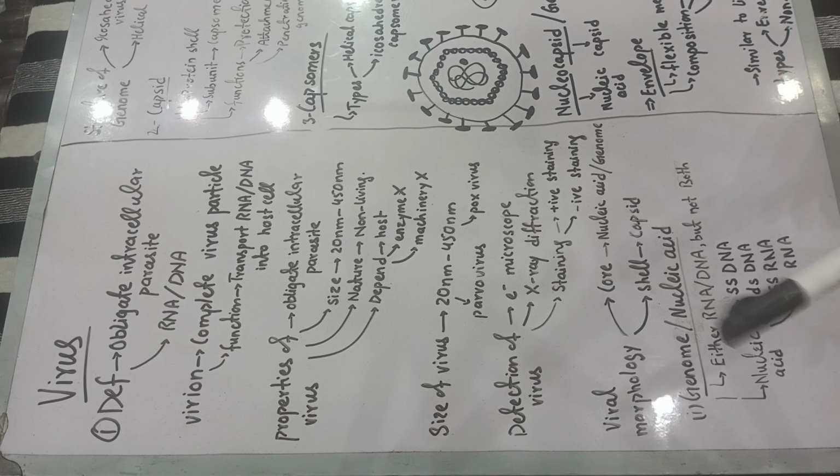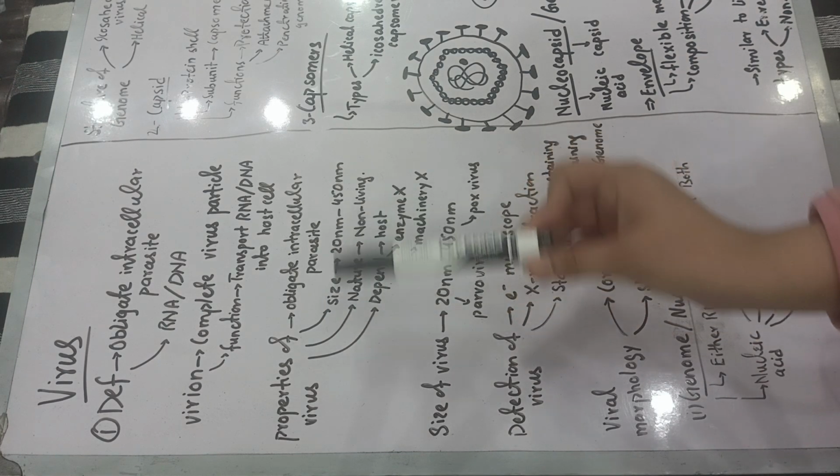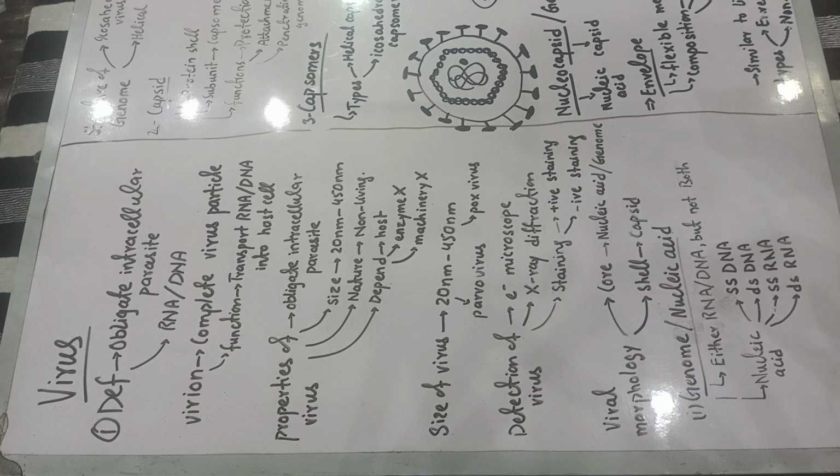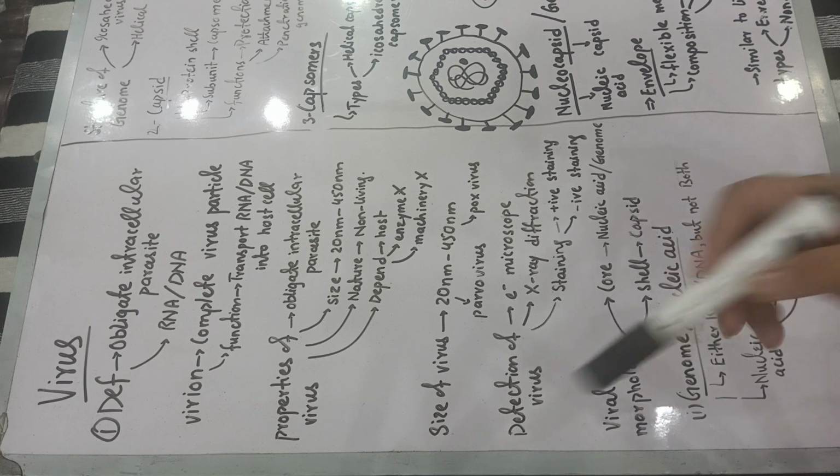So this is the definition, and it also contains a genome, which could be either RNA or DNA, cannot be both. Okay, so if a virus is present, it contains either DNA or RNA. You will never observe a virus which contains both RNA and DNA. Okay, so now what is the virion?